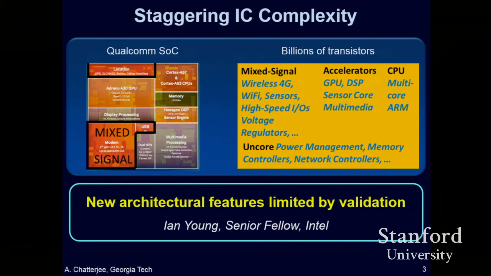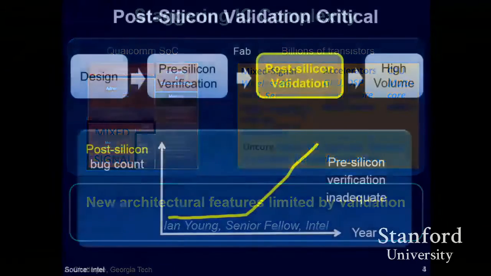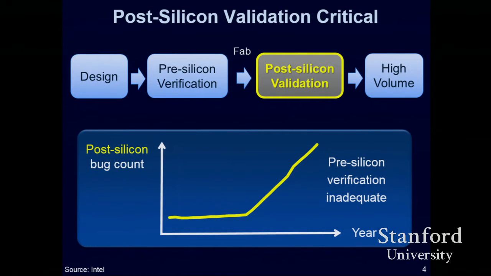And guess what? What's really going on in industry is that you can have all sorts of new architectural features that you can think about. If you are an architect, you can have all sorts of new designs to solve the energy efficiency problem, to improve performance, and so on. The only trouble is that you won't be able to verify whether your techniques actually work, and as a result, it won't see the light of day. Here is a quote from my friend Ian Young, a senior fellow at Intel: new architectural features are limited by validation. And if you thought this was bad, look at this chart.